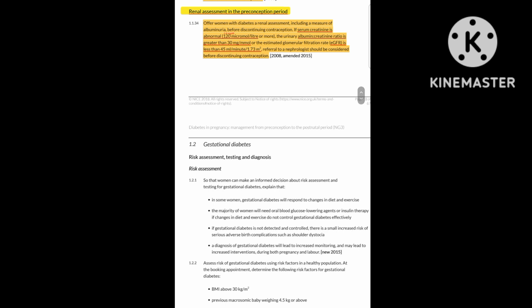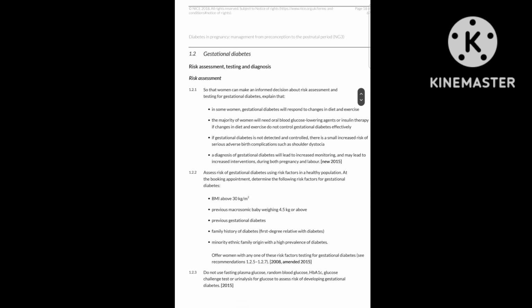Renal assessment in the preconception period. Offer women with diabetes a renal assessment, including a measure of albuminuria, before discontinuing contraception. If serum creatinine is abnormal, 120 micromole per liter or more, the albumin to creatinine ratio is greater than 30 mg per millimole, or estimated GFR is less than 45 ml per minute, referral to a nephrologist should be considered before discontinuing contraception.